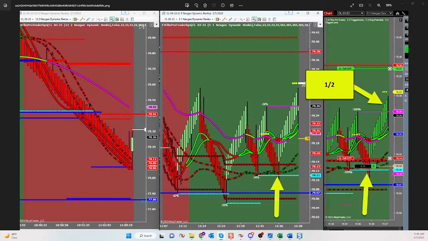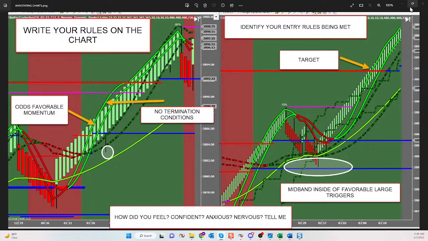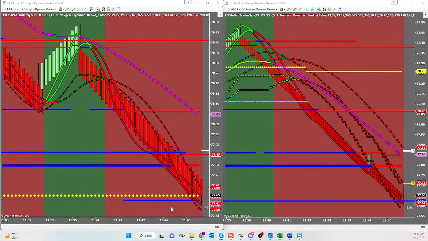You're not ready for it. Guys, that's not a trade in my plan. But if you've been watching the software, if you've been studying this look, because you're going to see things where you're like, man, I see this all the time. How do I take advantage of it? Well, maybe I just let the area clear and I take profits before I get to the next area when I have odds favorable momentum.